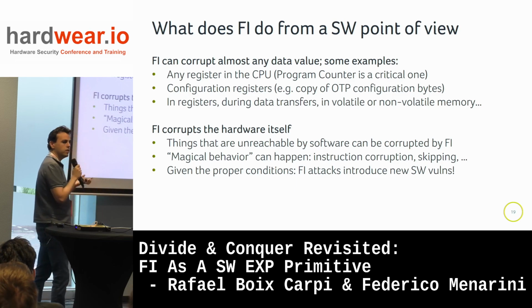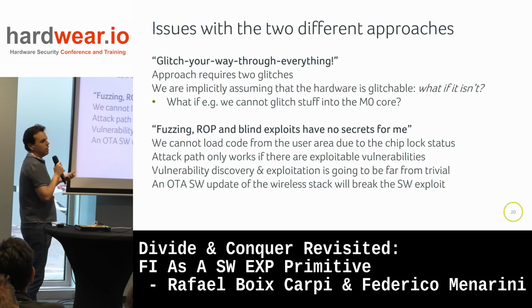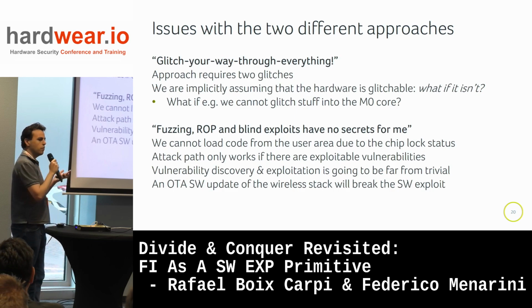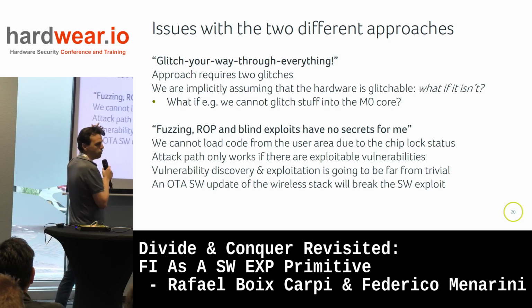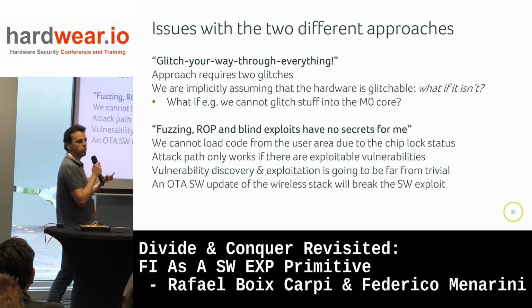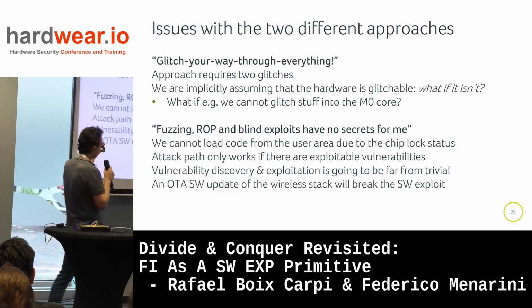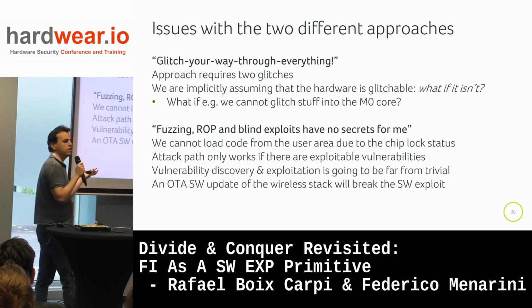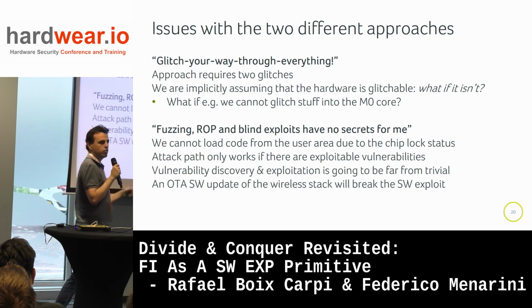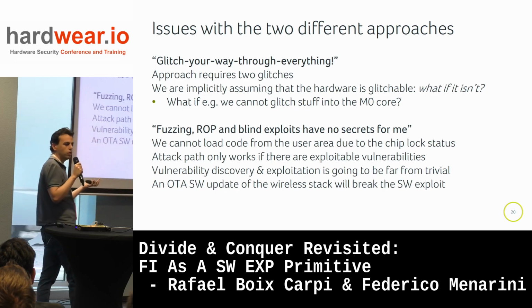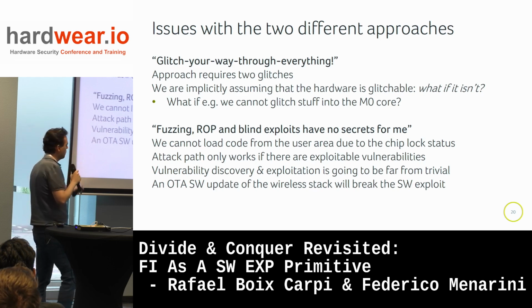So with this context, now, how can we exploit this? If we try a classical approach, a pure approach, then we will have several issues. If we glitch our way through everything, the approach, as we described, requires 2 glitches. And we are also implicitly assuming that the device is glitchable. What if it isn't? What if, for example, I tried these glitching things on the program counter of the M0 and it doesn't work? Then it would be tricky to get the M0 to jump to my code.